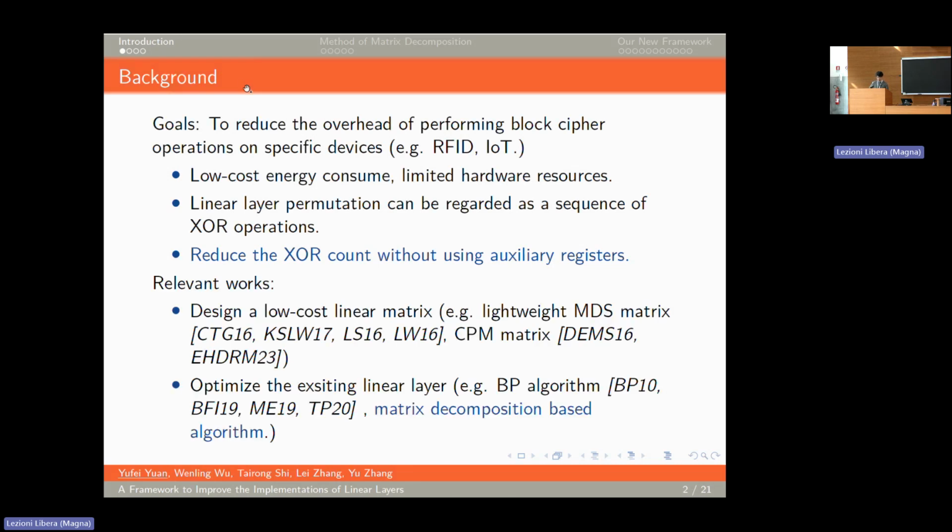And there are many relevant works on this topic. For example, to design a lightweight MDS matrix, or like the previous presentation, to design a CPM matrix. And also there are many other algorithms to optimize the existing linear layer, like the BP algorithm introduced by Boyar and Peralta in 2010.